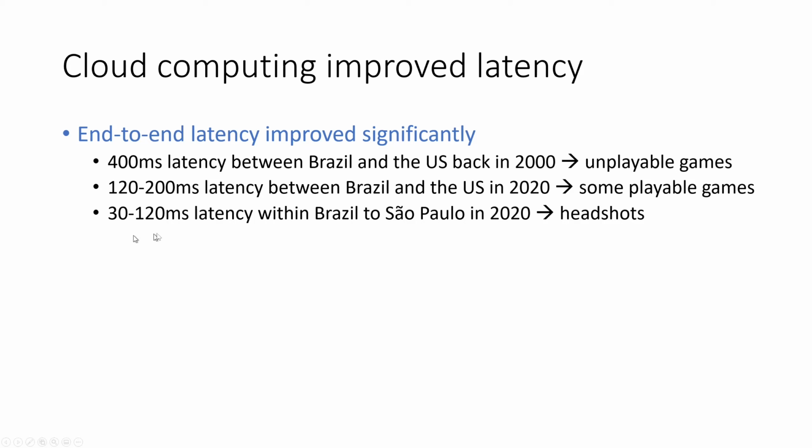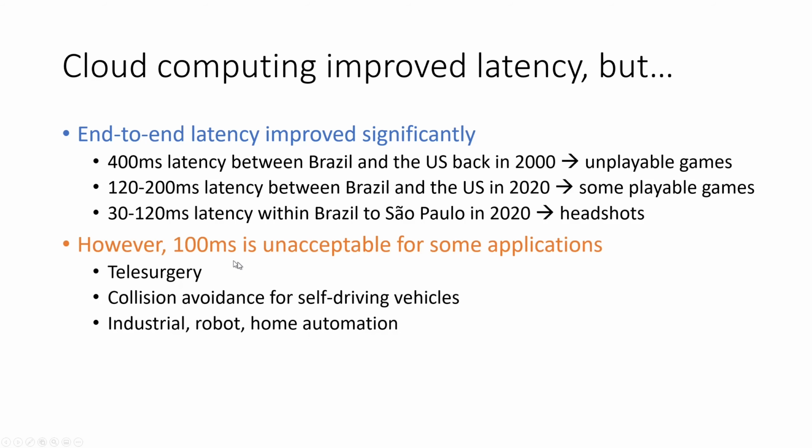However, paying for this 100 milliseconds is still problematic for some applications. For example, telesurgery is very sensitive to latency. You don't want to cut any millimeter past the point where you should actually cut. This is a big issue. Collision avoidance in self-driving vehicles, so you need very fast responses. And everything related to automation, like robots in the home or industrial automation, is also sensitive to latency. So for these applications, going over the internet to a cloud data center might be problematic.